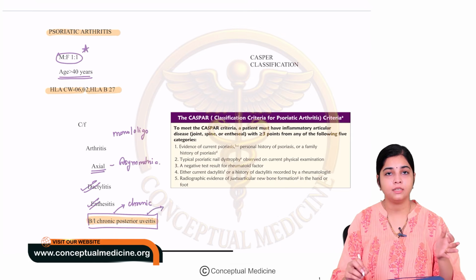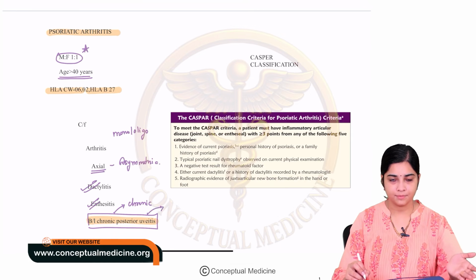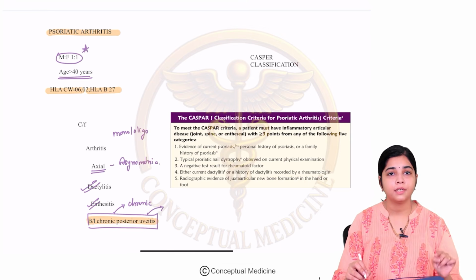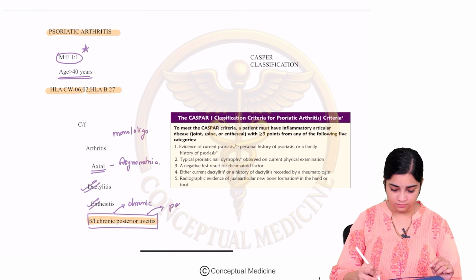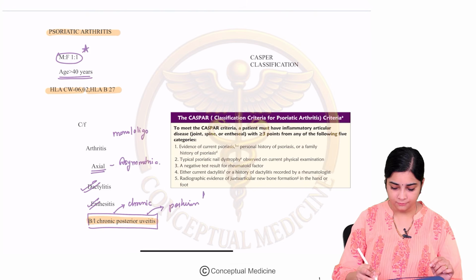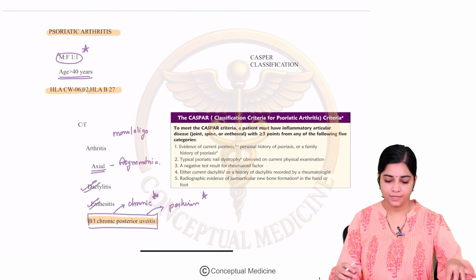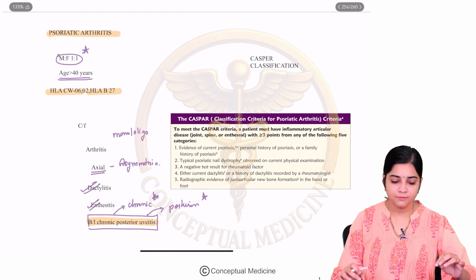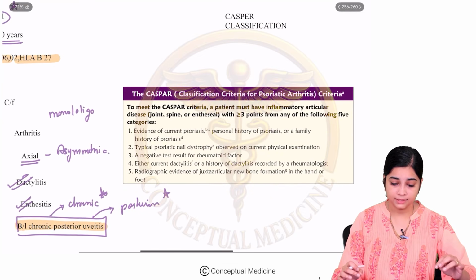Anterior uveitis is seen in your axial SpA. Here you find chronic and you find posterior uveitis. So very, very important differentiating features. Okay, fine. And what is the classification criteria which we use in psoriatic arthritis?